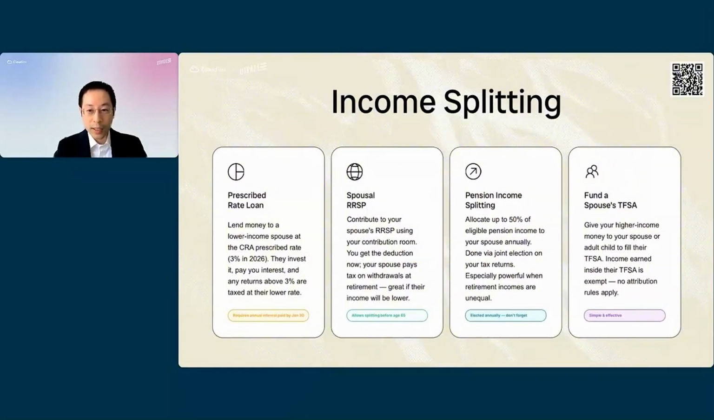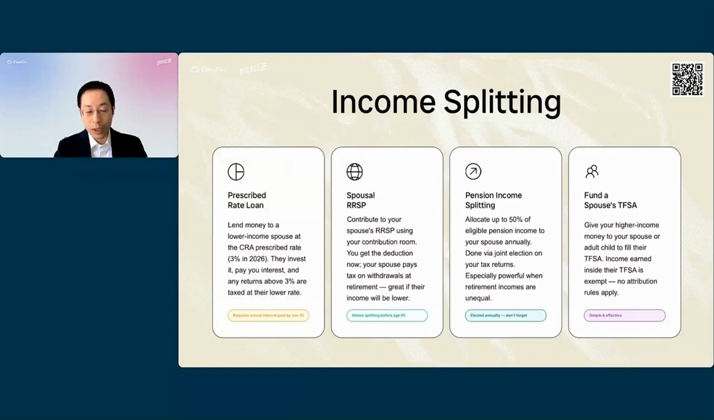The last point on this part is funding your spouse or adult child's TFSA, the tax-free savings account. The benefit of this option is there's no attribution rule within the TFSA. That means the money that is contributed to the TFSA won't be taxed back to the contributor, even if it's withdrawn within the 3 years, unlike the RRSP. The main reason for this is there is no upfront tax benefit in the TFSA either, like the RSP. So therefore, they don't have this attribution rule.